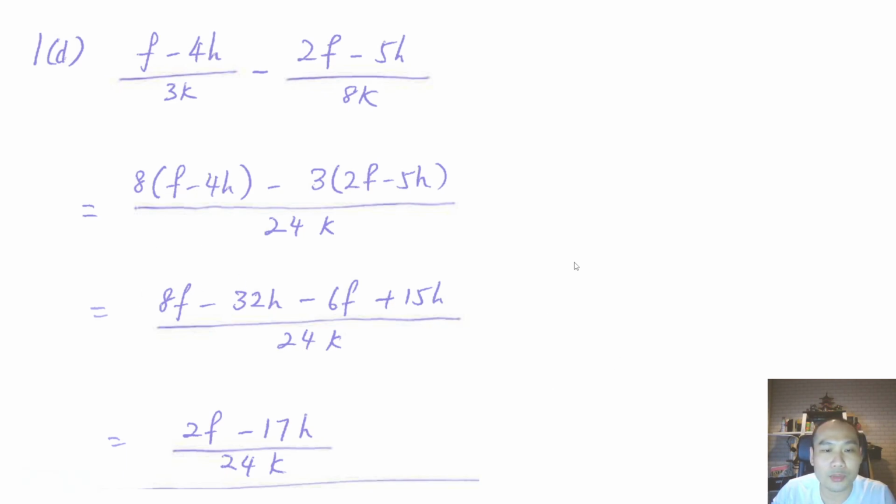So from here, we can continue to simplify by putting the like terms together. So 8f minus 6f gives us 2f. And we have negative 32h plus 15h gives us negative 17h. The denominator has remained unchanged throughout. It is the common denominator that we obtained, 24k. So do not forget about the denominator. Sometimes in our excitement of trying to solve this type of question, some students may actually forget to write down the denominator. So be wary of that, right? So this is an algebraic fraction.